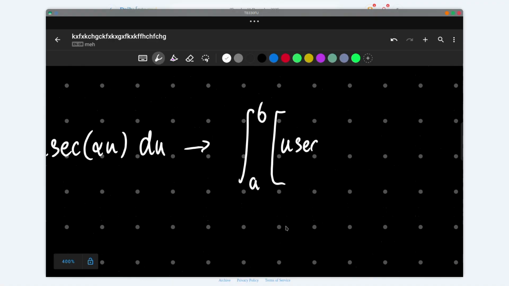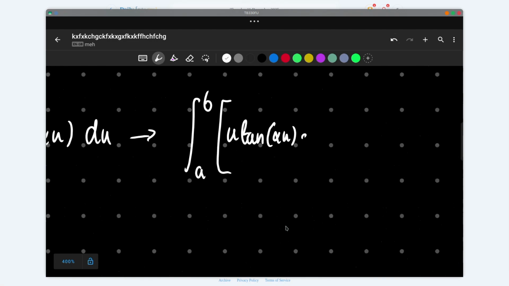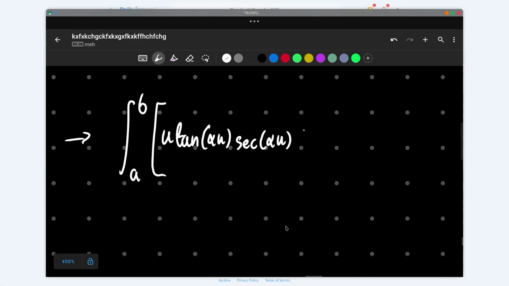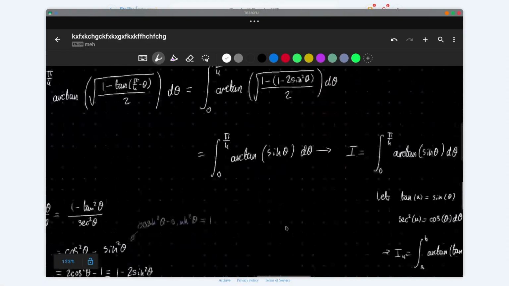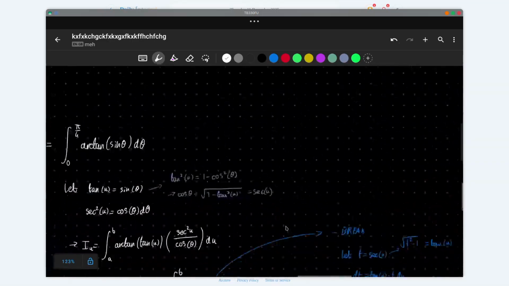u sec. It wouldn't be sec anymore. Tan alpha u sec alpha u from a to b, wherever a and b is, du. I doubt that does anything though. I can check by just checking what the parameter would give if you just check the numbers.